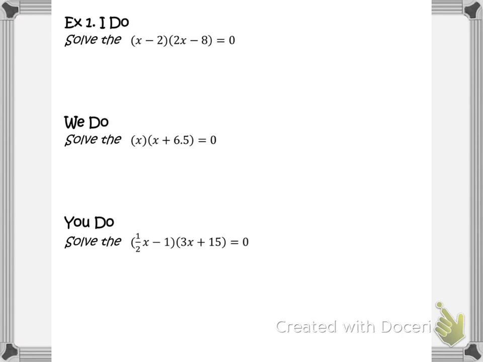I'm going to use the ZPP, the zero product property, because they're both factored out. See this? Both factored out. And this is A times B is equal to 0. Right? Two things that multiply to equal 0. Granted, they look weird, but x minus 2 is one thing and 2x minus 8 is the second thing.